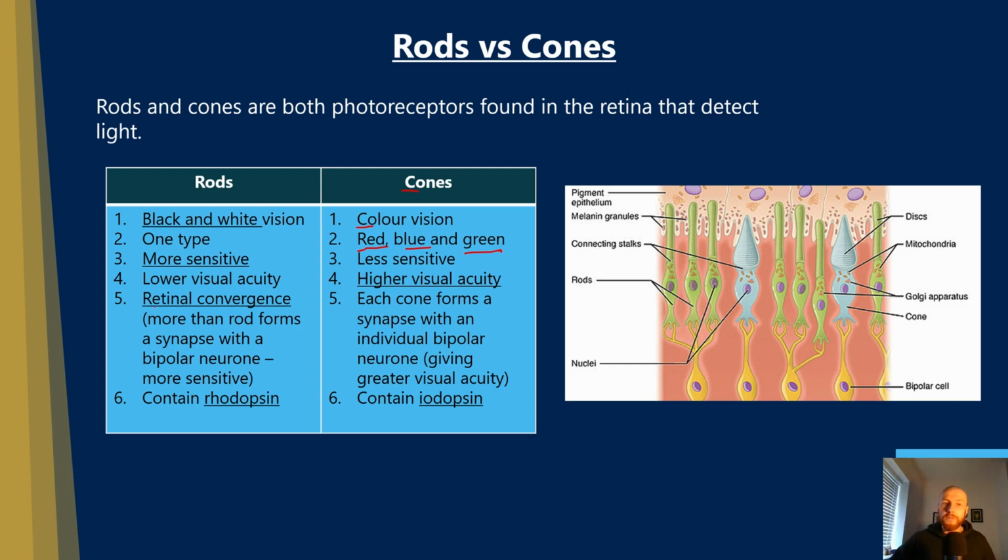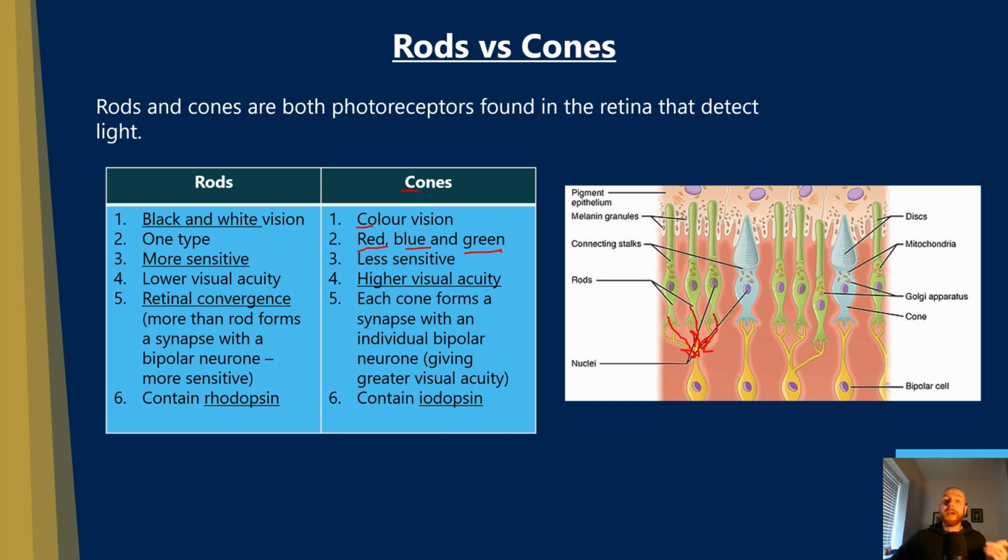Now, retinal convergence, it sounds posh, but it basically just means where we have more than one rod converging on the same bipolar neuron, okay? And if you want more information on this, check out my video on synapses. Because we can have 3 rods on the same bipolar neuron, we're more likely to reach threshold so that enough sodium can enter the bipolar neuron to stimulate an action potential and an electrical impulse.